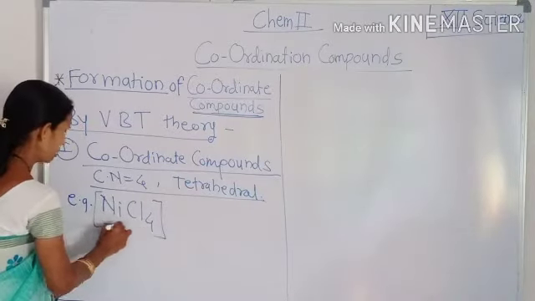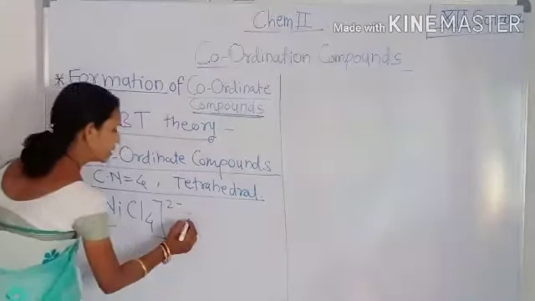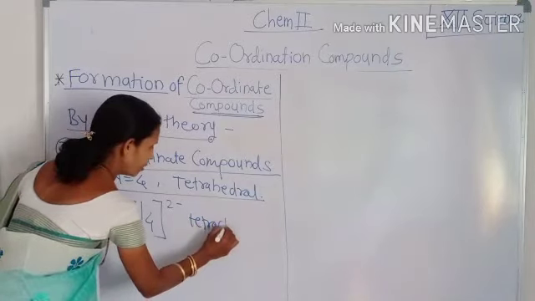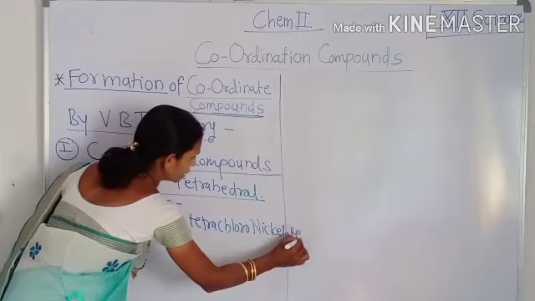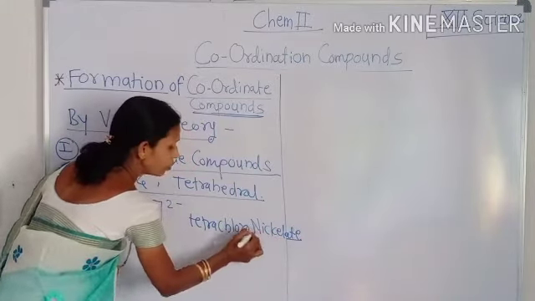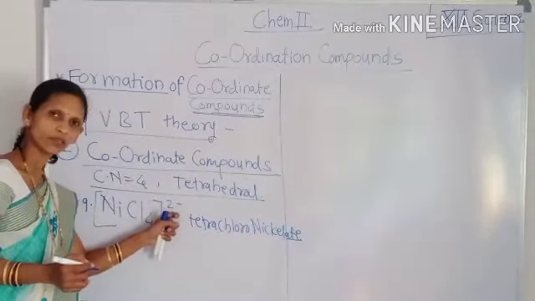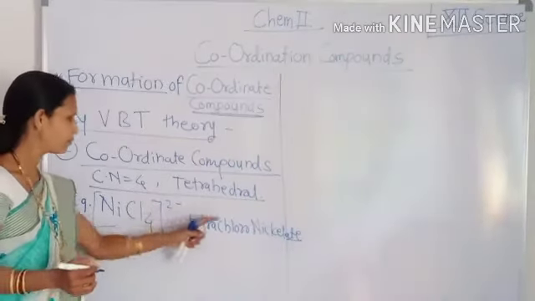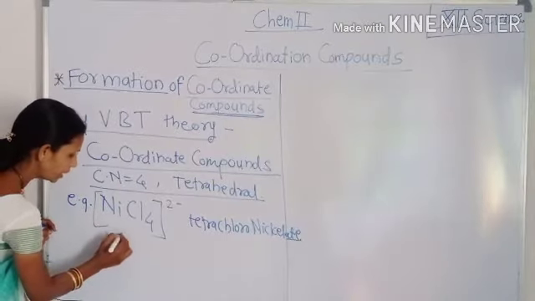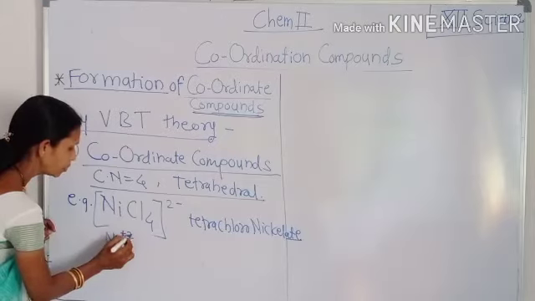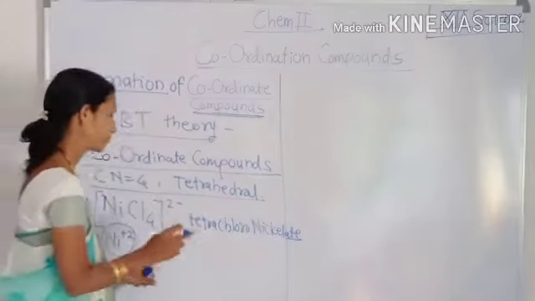NiCl4 2 minus. See, the IUPAC name of this compound is tetrachloronickelate. Nickelate: here the suffix ate is used in the name of the metal because the complex ion is anionic in nature. Whereas in this complex the Ni ion is Ni 2 plus, present at the center of the complex.